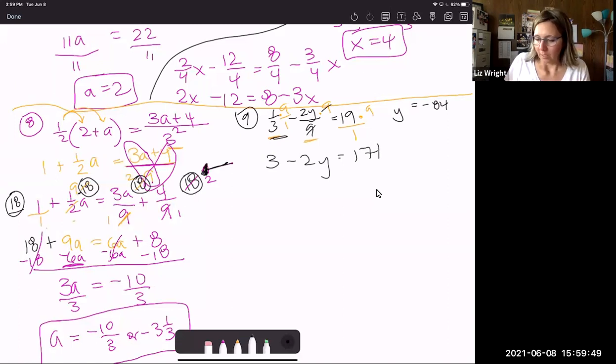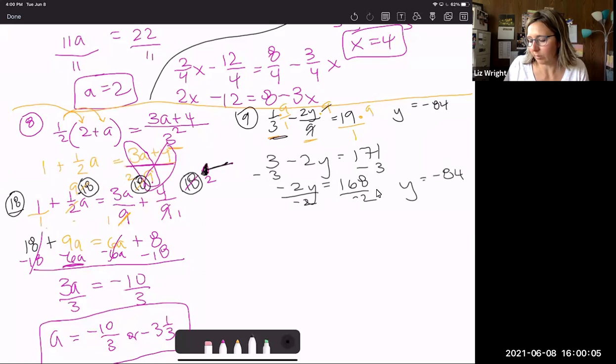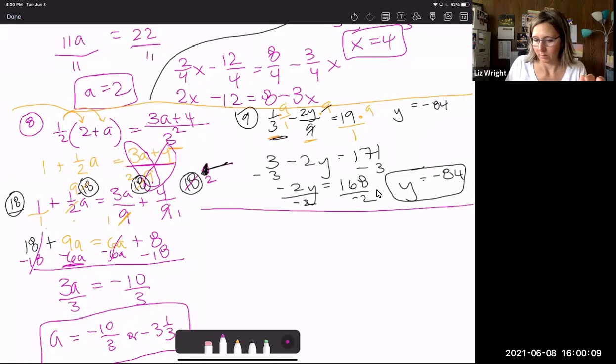Okay, that looks right. Then we're going to subtract 3 from both sides, and we get negative 2y equals 168. Divide both sides by a negative 2. And y is going to equal exactly what we said, which was negative 84. Super. Number 10. This one is literally kind of a calculator problem. And then I'm going to show you, because some EdReady sometimes asks another question on this type of problem.